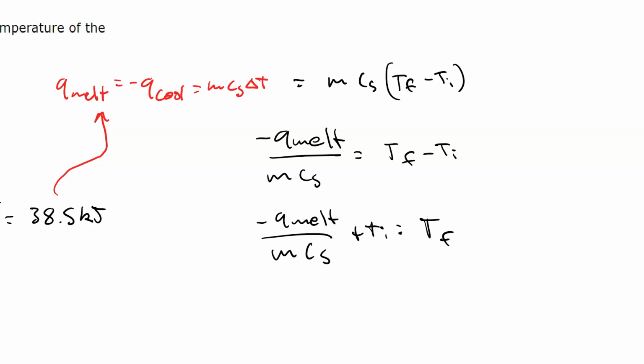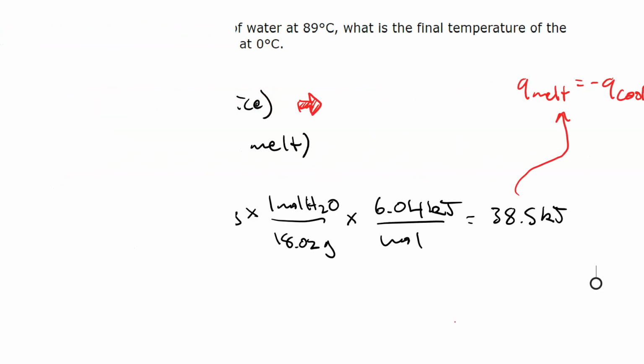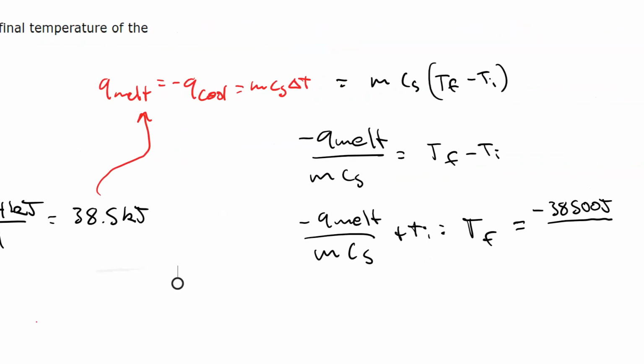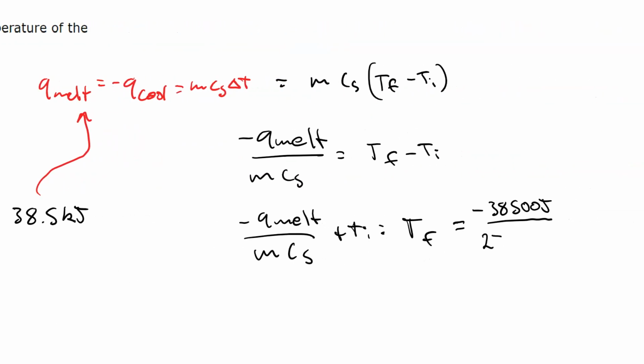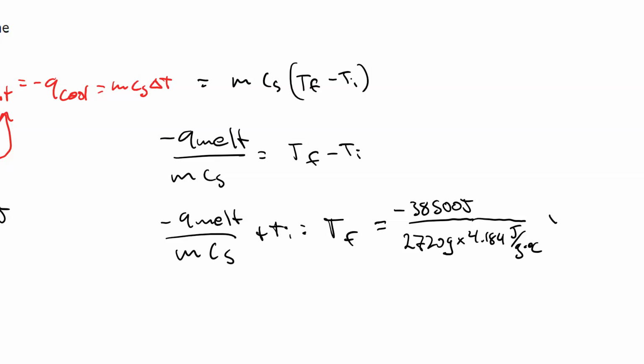So we're going to plug in our numbers. We have negative 38,500 joules over, I believe we had 2.72 liters. So that's 2,720 grams. And Cs is 4.184 joules per gram times degrees C. And our initial temperature was 89 degrees C.